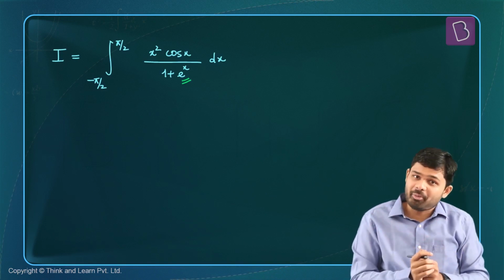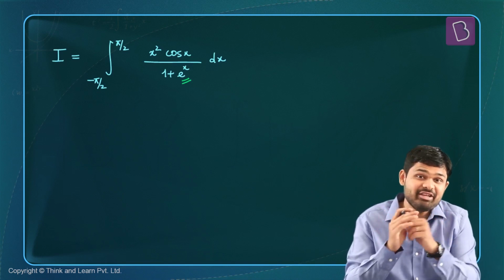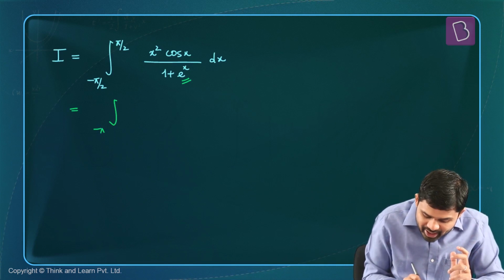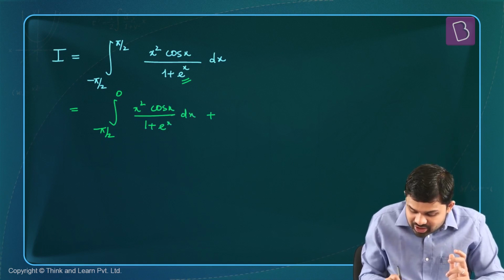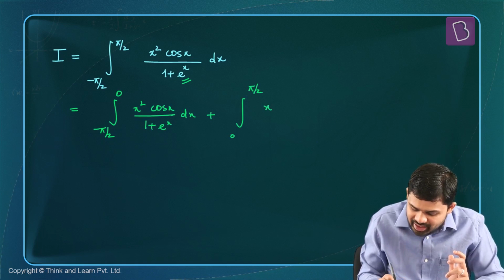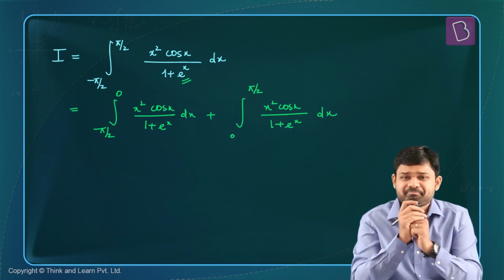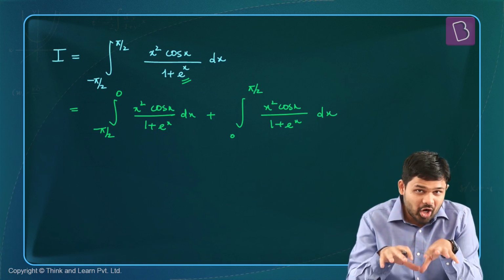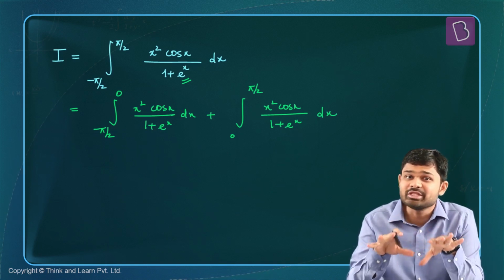But you can use the property of definite integrals, which is to split the interval. So if you have negative pi by 2 to pi by 2, you can split the interval into negative pi by 2 to 0 of this function here, x square cos x divided by 1 plus e power x dx, plus 0 to pi by 2 of the same thing, x square cos x by 1 plus e power x dx. Here comes the tricky bit in this question. I don't like that denominator, so I'm going to do something to remove the denominator, because if I remove the denominator, then things will become easy.